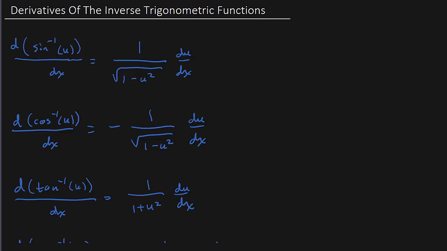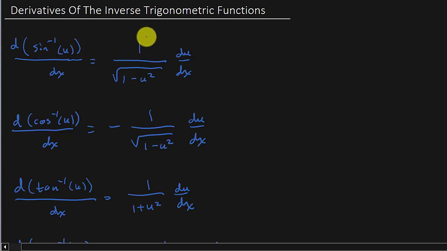The derivative of inverse sine u with respect to x. U is like a function in terms of x. It could be like 2x or x squared plus 1 or whatever it is. It's some function in terms of x. So the derivative of inverse sine u is 1 over the square root of 1 minus u squared times the derivative of what you're taking the inverse sine of. So it's basically this formula right here times the derivative of whatever you're taking the inverse sine of.